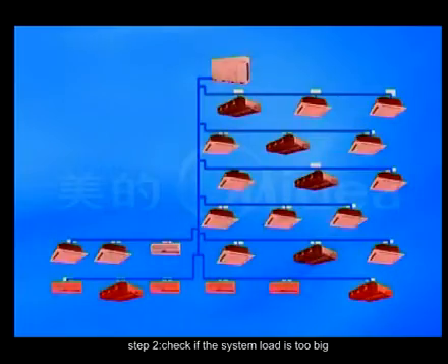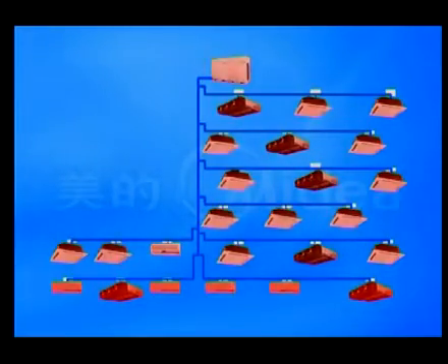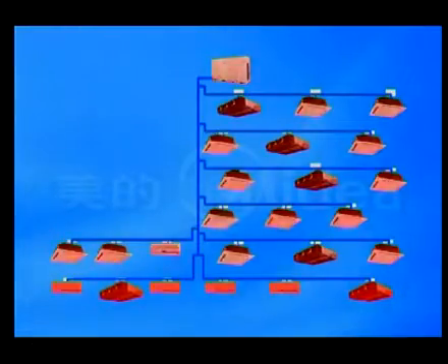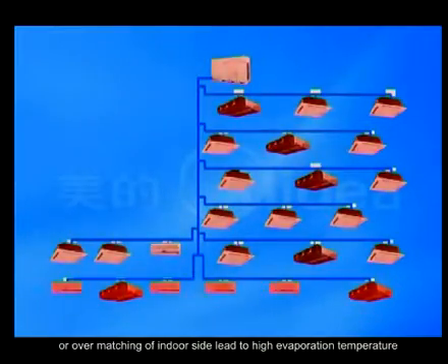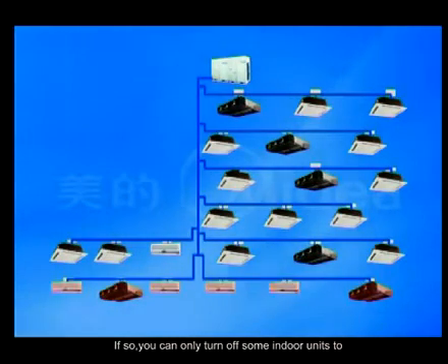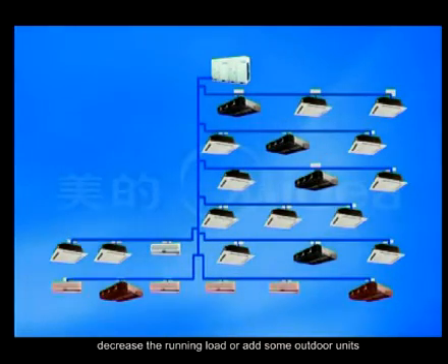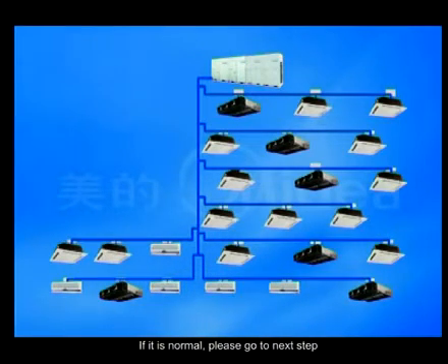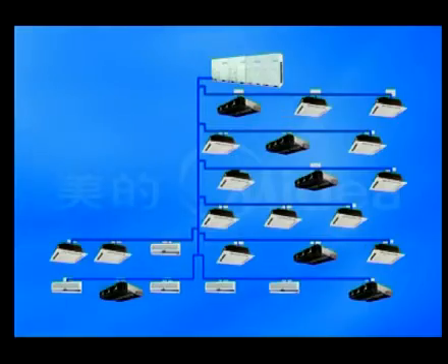Step 2. Check if the system load is too big. For example, the system is running in cooling mode under high ambient temperature or overmatching of the indoor side leads to high evaporation temperature. If so, you can only turn off some indoor units to decrease the running load or add some outdoor units. If it is normal, please go to the next step.